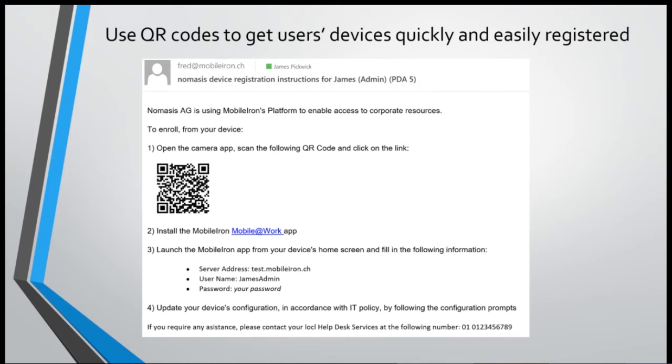Two to three steps, the user is enrolled in MobileIron. Basically, this is an example for an Android device. So just by using the camera to scan the QR code, you go straight to the Google Play Store, immediately to the page with the MobileIron client, Mobile@Work. You tap on install, enter the information that you see there: server address, username, password.